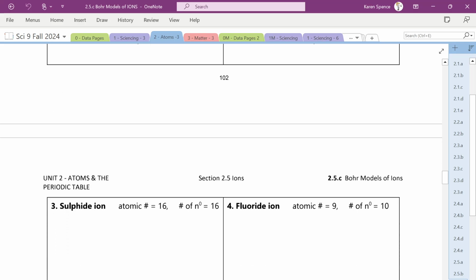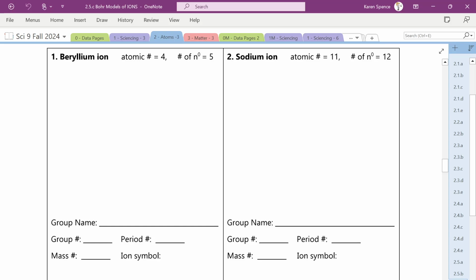On page 102, I just want to go over a couple of these to make sure that you are doing them correctly. Yes? So you want to check your answers and make sure you have everything that I have. Okay?